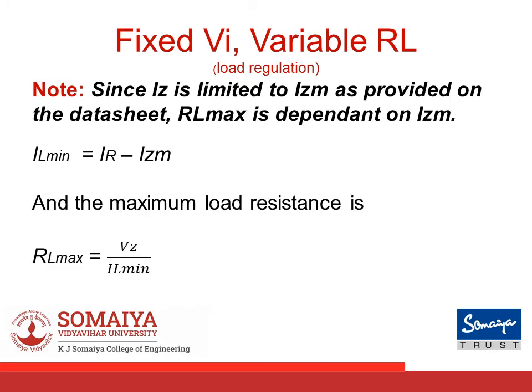To find out the maximum resistance allowed in a Zener regulator, we'll have to refer to the maximum current that flows through the Zener, which is mentioned in the data sheet as the IZM quantity. This IZM helps you to find out the minimum load current that flows through the load. Once you have found out IL min, you can find out RL max using Ohm's equation as shown.